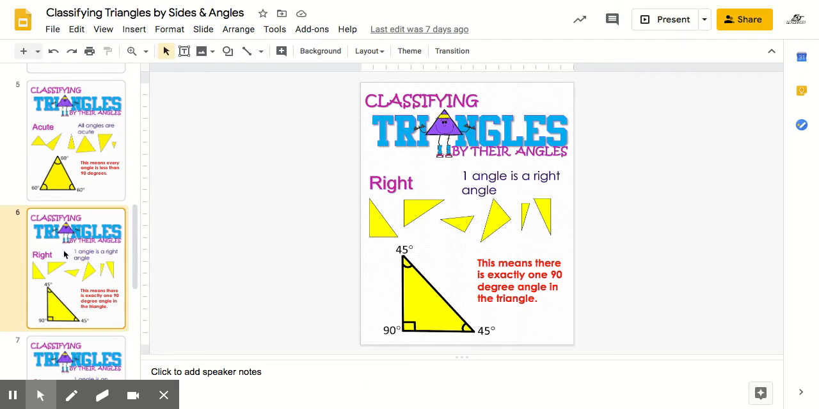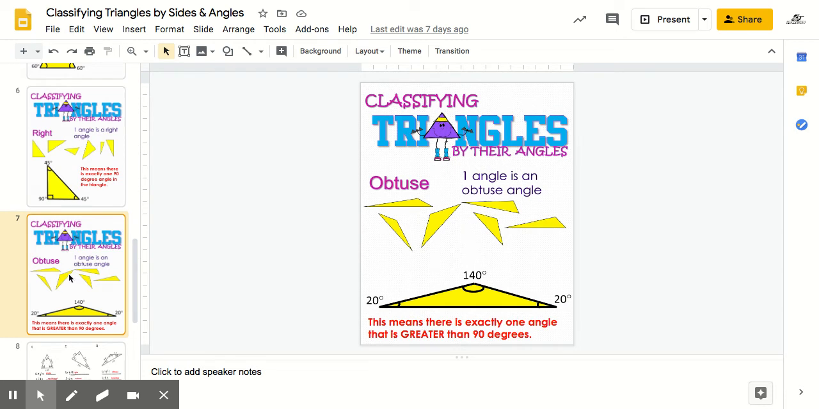Next type of triangle is a right triangle. In order for a triangle to be a right triangle, it has to have one angle that is a right angle. You need to know that a right angle is equal to 90 degrees. You often see this little box in the corner. That little box indicates to you that it is a right triangle, which means that that angle equals 90 degrees. Okay, so right triangles have to have just one angle that is a right angle or equal to 90 degrees.